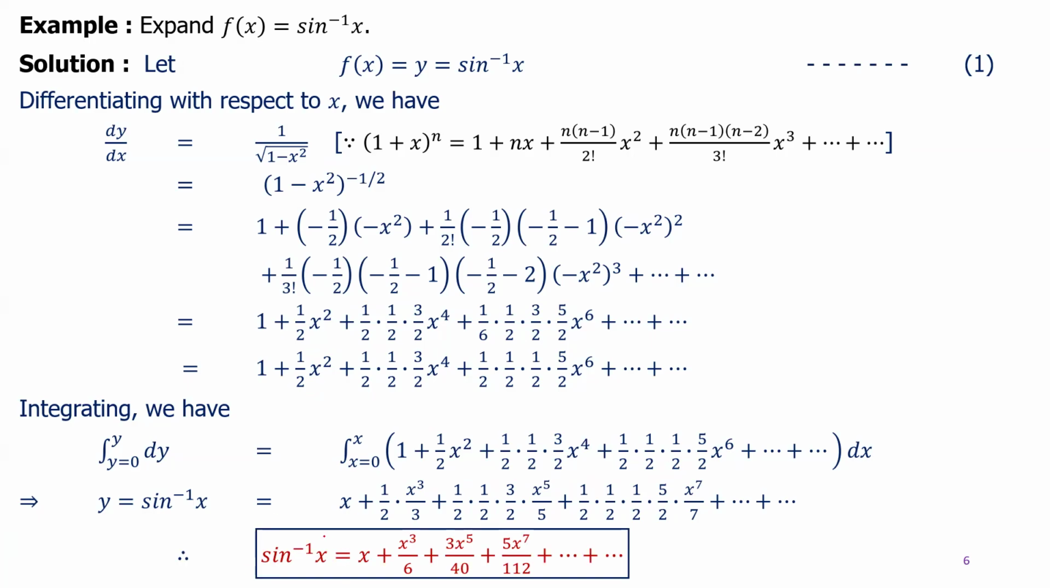So the expansion of sine inverse of x is nothing but x plus x cube upon 6 plus 1 by 4 into 1 by 4 into 3 by 2 into x to the power 5 upon 5. So if we simplify it, it will give us x to the power 5 upon 40. And similarly, if we simplify this one, we are able to get 5x to the power 7 upon 112. So this is the expansion of sine inverse of x.